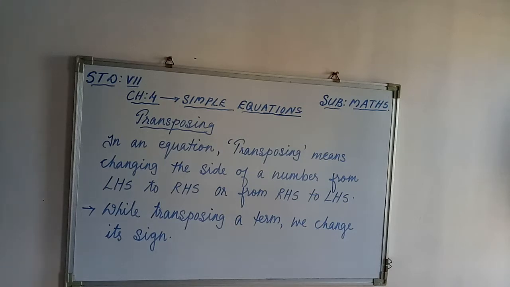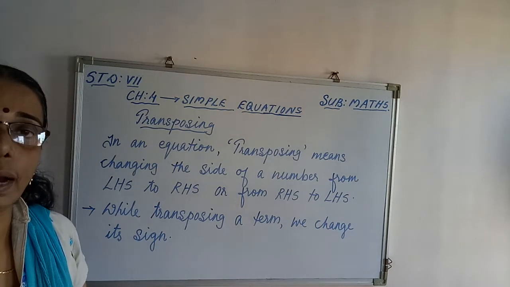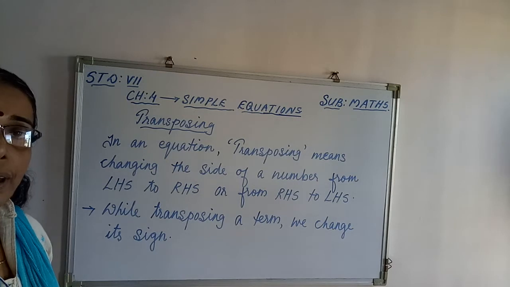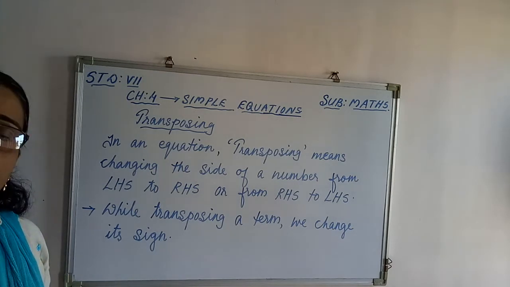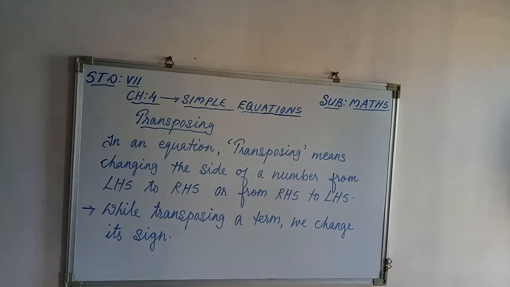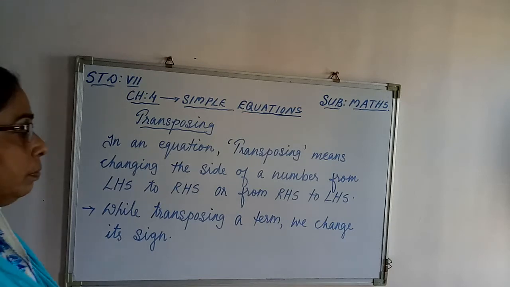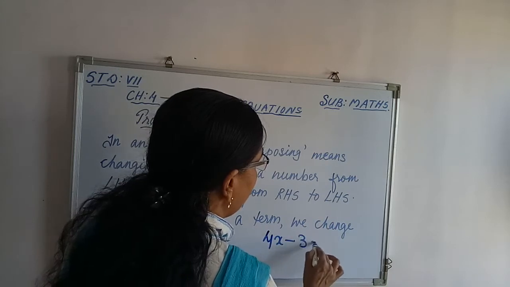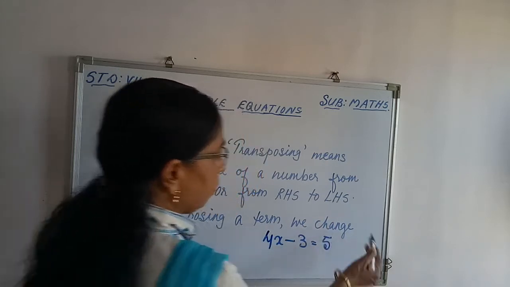So what is transposing? Transposing means changing the side of a term or a number from one side to the other side. That is from left hand side to right hand side or from RHS to LHS. By doing so, the sign of the term or the number will be changed. For example, 4x minus 3 is equal to 5.